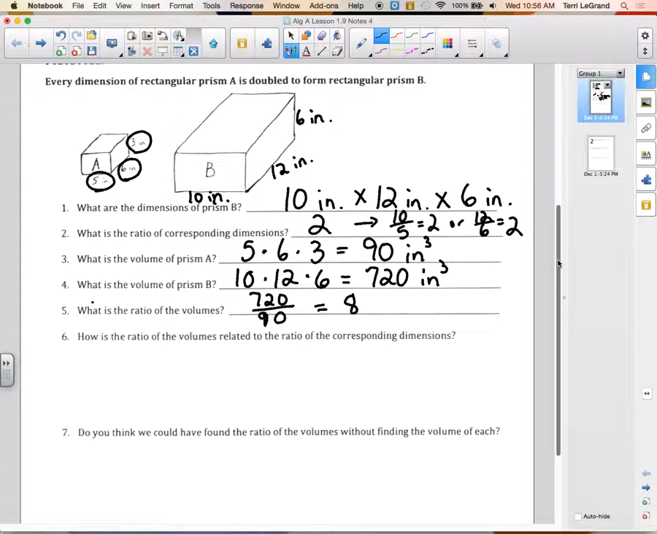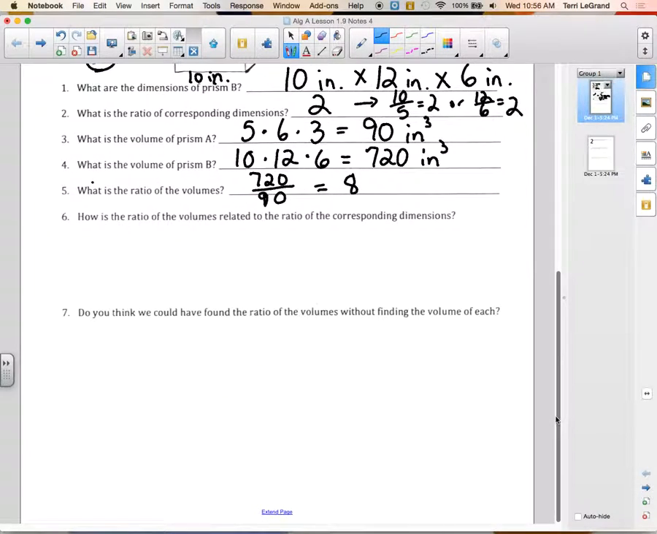So how does the ratio of the volumes relate to the ratio of the corresponding dimensions? What are we going to say there? How does it relate? 8 is what? We found the ratio of the volumes to be 8. 8 is 2 times 2 times 2. Yeah, you guys said that earlier. You said it's 2 times 2 times 2.